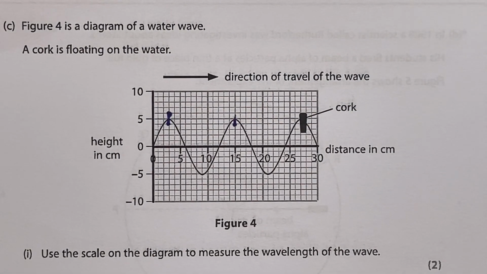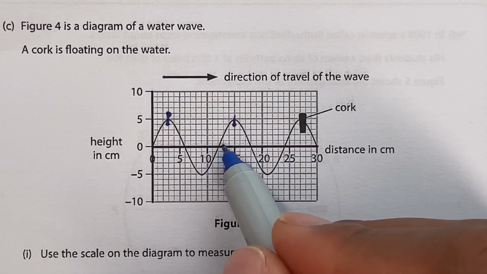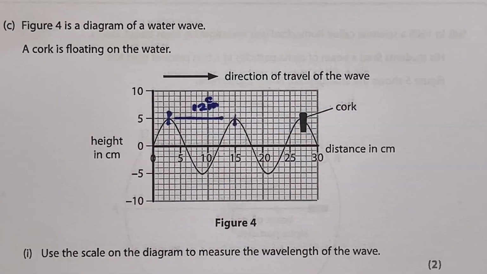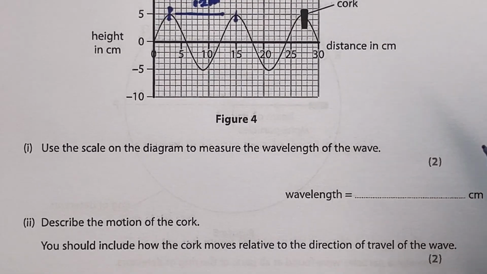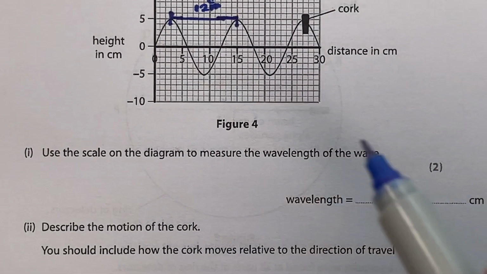Peak. Okay, so wavelength here would be from 10, 11, 12. So my wavelength would be 12. Wavelength is 12 centimeters. Okay, that's my wavelength. So question 1 is asking me exactly what I just did. Wavelength here would be 12 centimeters, because I've shown in my diagram the distance from peak to peak is 12 centimeters.